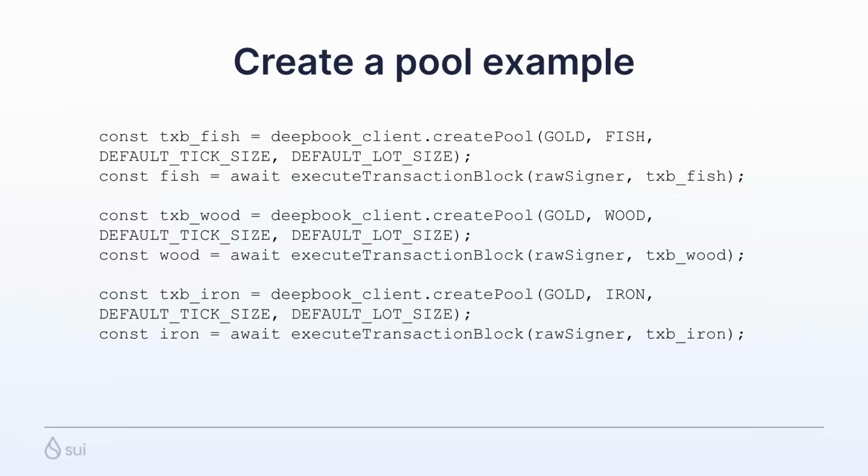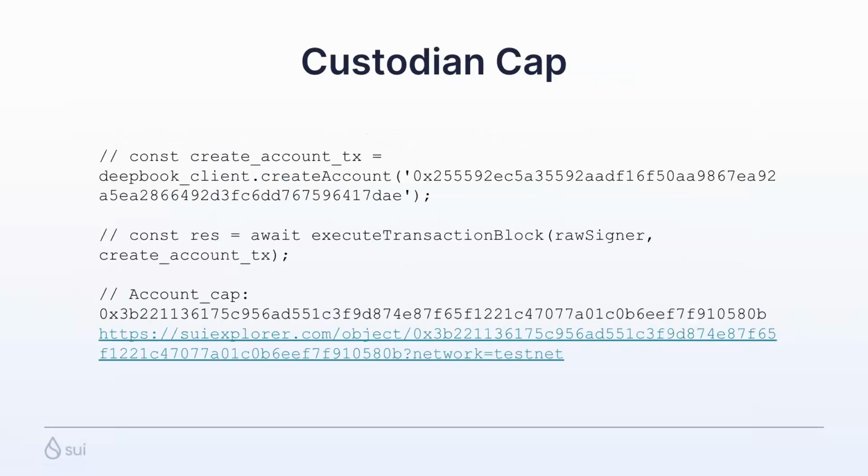I'll run through it and then I can share the CLI a little bit. It walks through creating the custodian cap and all this stuff. This creates the account, right? You pass in the address that you want, you execute the transaction, and Deep Book would send you some account cap. This is an example.